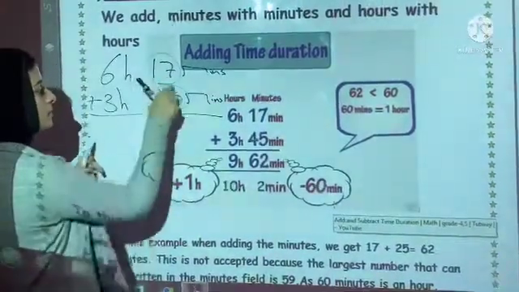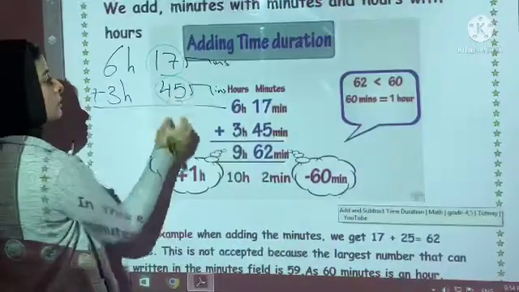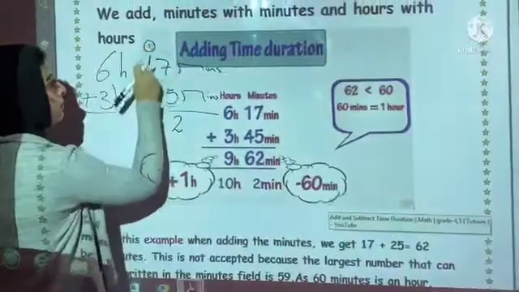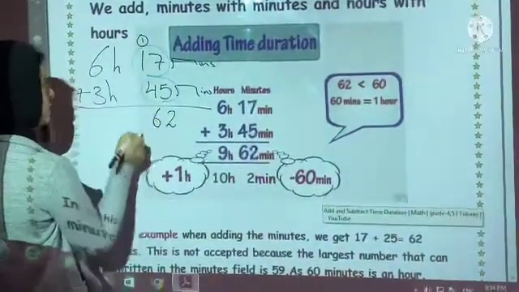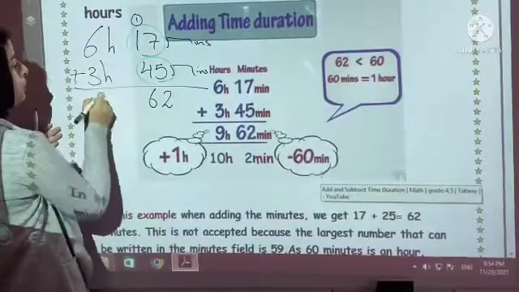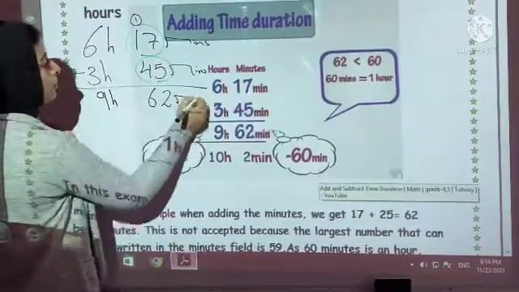So let's start by adding the minutes first. 17 plus 45. 7 plus 5 is 12. Write 2 and carry 1. 1 plus 1 is 2, and 2 and 4 is 6. Let's go to the hours now. It will be 6 plus 3, which is 9 hours.